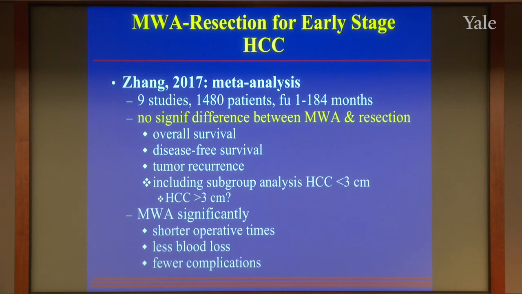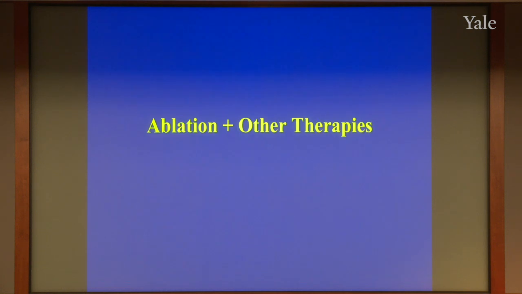And then what about microwave ablation? Those other studies were RFA. And microwave, remember, seems to be a little bit better for larger tumors and gives you a more homogeneous ablative volume. No significant difference between microwave ablation and resection in this meta-analysis here. Microwave did have significantly shorter operative times, less blood loss, and fewer complications.